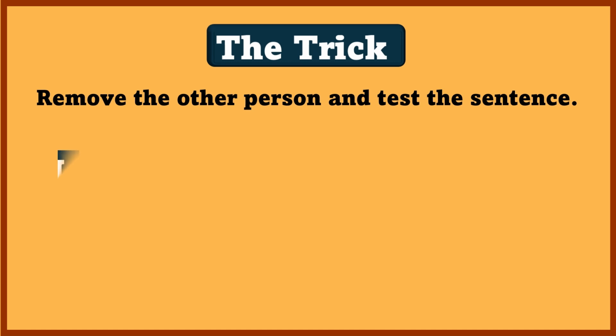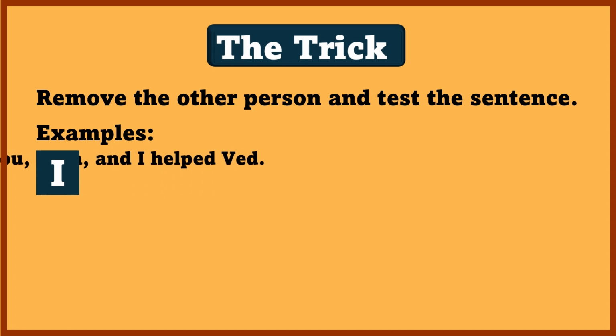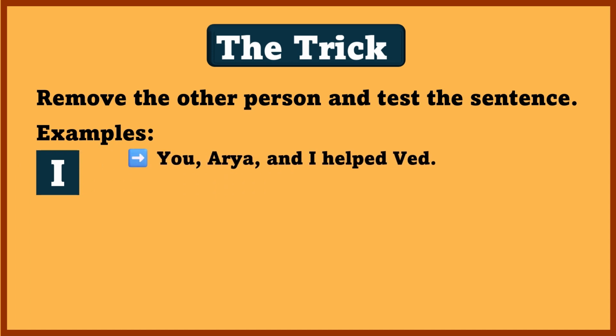To check whether I is correctly used in a sentence with multiple subjects, remove the other person or people from the subject group. If the sentence still sounds correct, then I is used correctly. Let's look at some example sentences. You, Arya, and I helped Ved. Remove you and Arya from the subject. The sentence would be I helped Ved, which is correct.